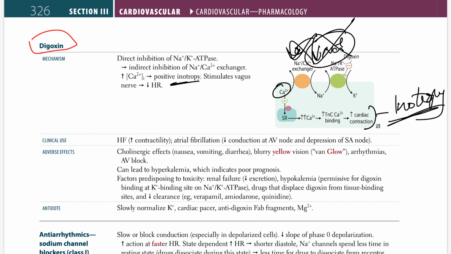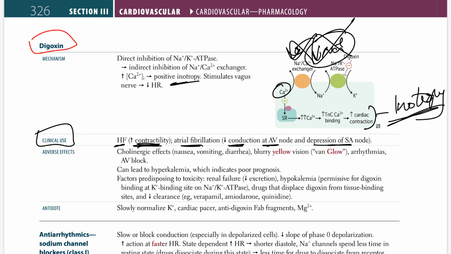Okay, now let's look at some other clinical uses. The clinical use for digoxin is heart failure, because it is increasing contractility without utilizing oxygen. It is used in AFib because it decreases conduction in the AV node and depresses the SA node.